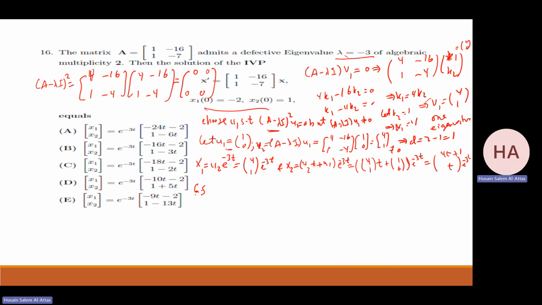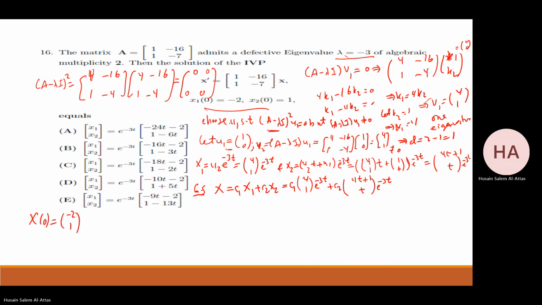Okay, general solution. x will be C1 x1 plus C2 x2. I need to find the C's. C1, what is x1? Where is it? 4, 1, e to the power minus 3t, plus C2 times 4t plus 1, t, e to the power minus 3t. Now we have the condition. What is it? x at 0 equals minus 2, 1 from here.